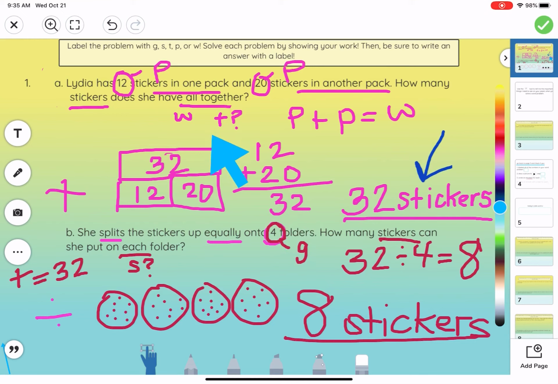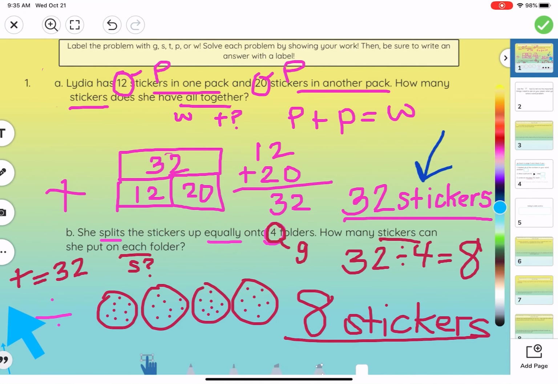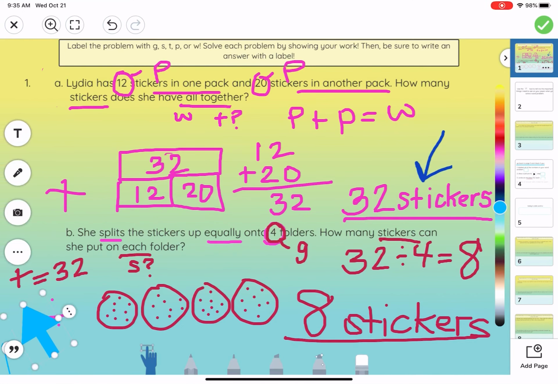You'll notice right here I did 12 plus 20 is 32. And last, you need an answer with a label, a number and a word, which is over here at the bottom. Down here, I also labeled this word problem, drew a picture, wrote an equation, and wrote an answer with a label. So those are the 4 things you need when you solve a word problem. And I should see all of those things done on each page.